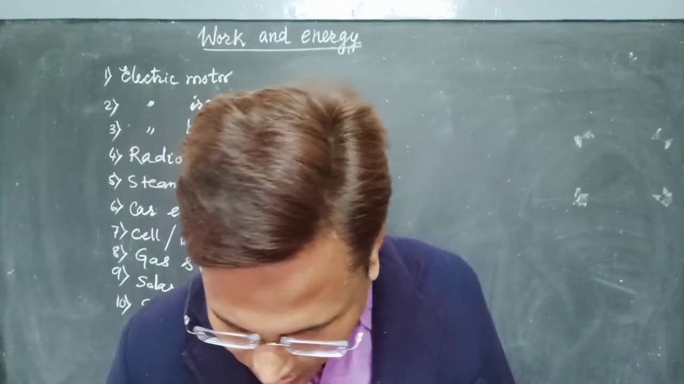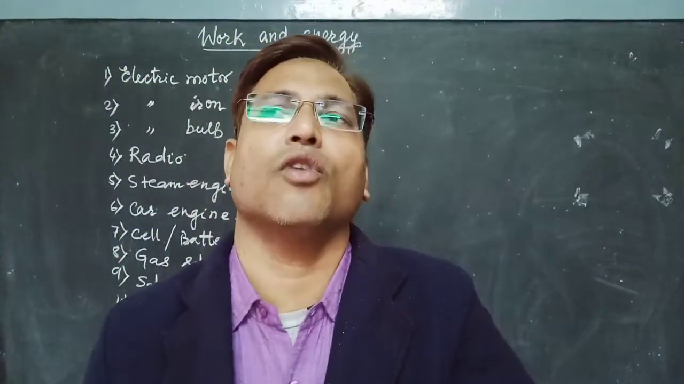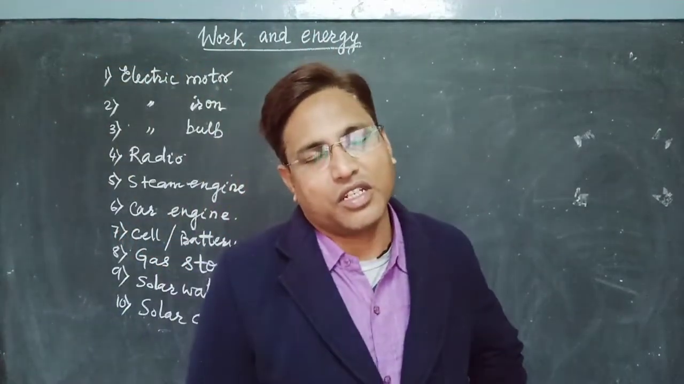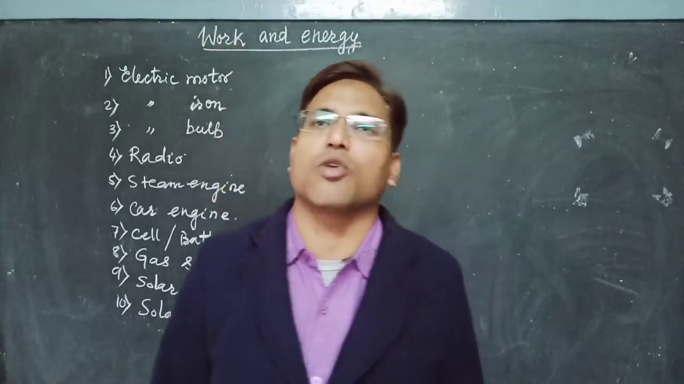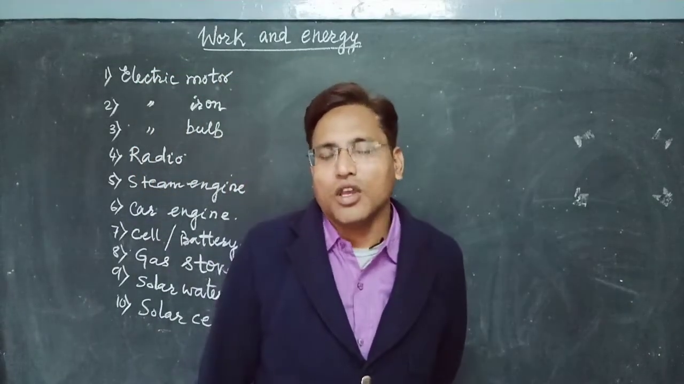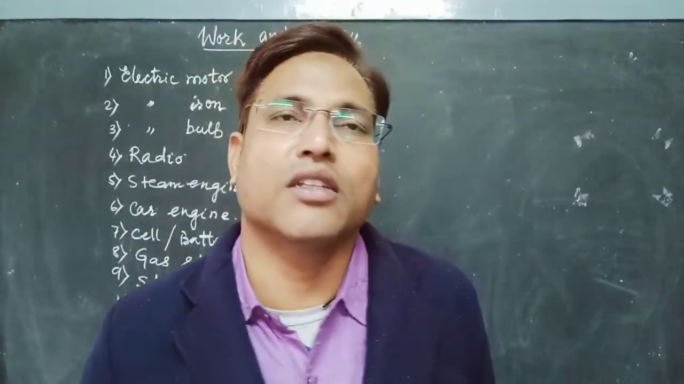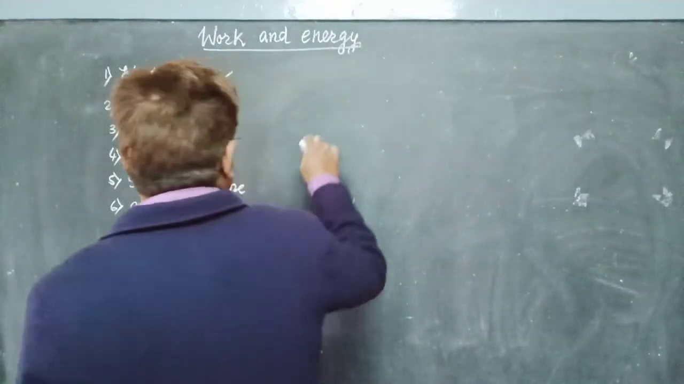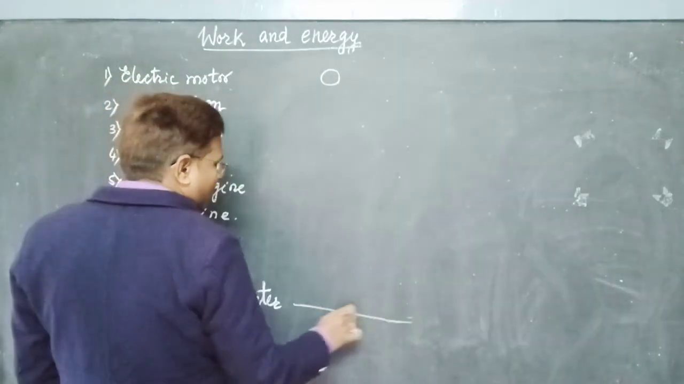One more thing is given here: the conservation of energy during the free fall of a body. How do we know that the conservation of energy takes place? We have just studied that according to the law of conservation of energy, energy can neither be created nor destroyed. It can be changed only from one form to another. So during the free fall of a ball or any object falling from a height, suppose a ball is falling from this place at this point, and it will finally reach the ground level over here.